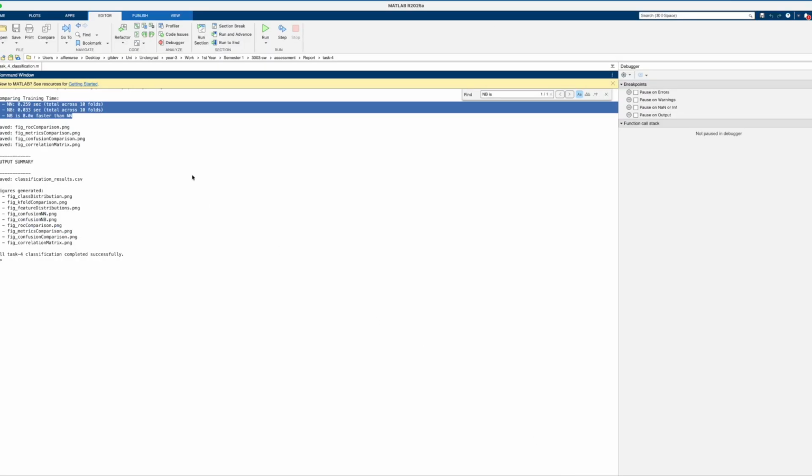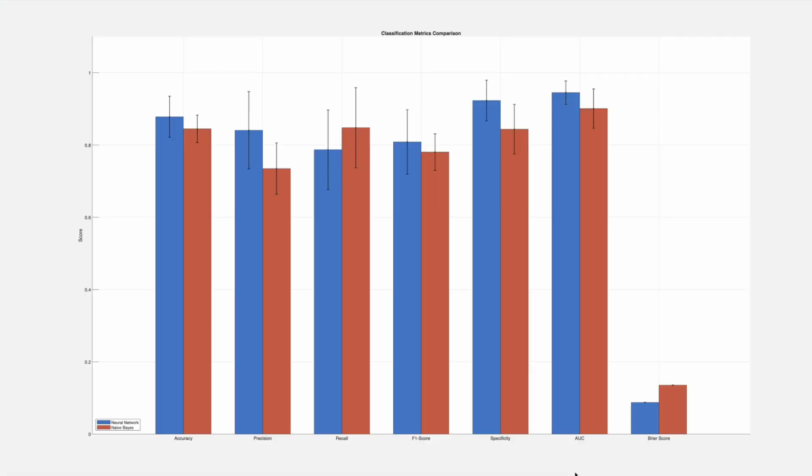As you can see, training is considerably faster than for neural networks. As you can see in the results, naive Bayes is about 8 times faster. Now for the results, looking at the metrics comparison bar chart, we'll see that the neural network achieves 87.8% accuracy with an AUC of 0.945, whereas naive Bayes gets 84.5% accuracy and an AUC of 0.901. So the neural network wins on most metrics.